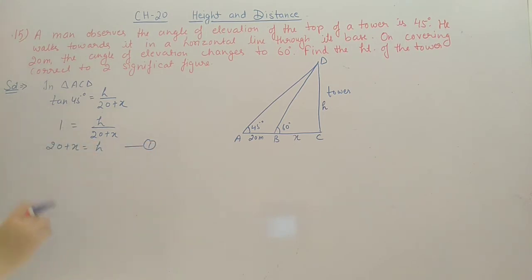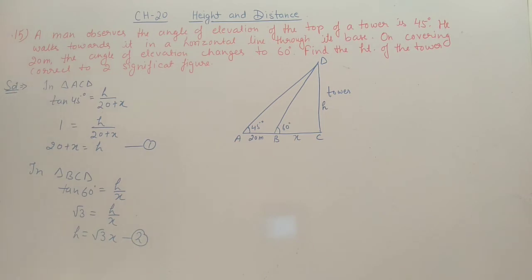We will stop here. Now the other triangle, triangle BCD. tan 60 is equal to height by base. Base is x, height is h. Since the tan 60 value is root 3, root 3 is equal to h by x. Or we can write here h is equal to root 3 x. This is the second equation.